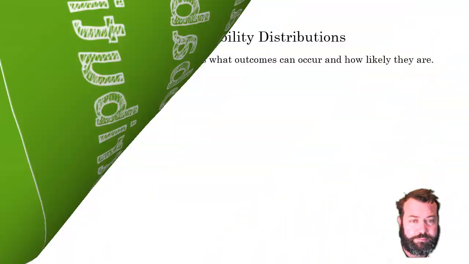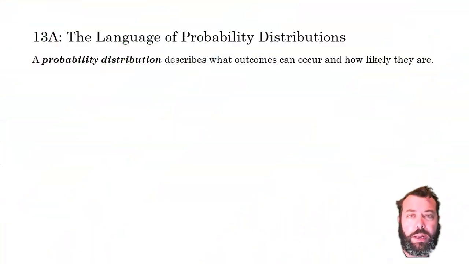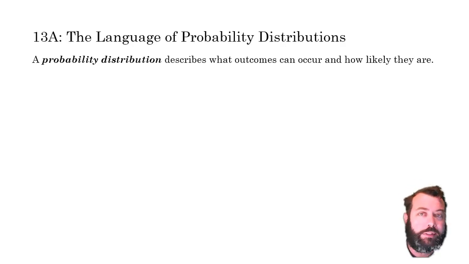So, here we go. A probability distribution describes what outcomes can occur and how likely they are. So it looks at all of the outcomes, or in fact we're going to call them values from now on. It's going to look at all of the values, there's the first switch here in language, the values of some experiment, game of chance, something like that. It's going to look at all of them and see how they are spread out.